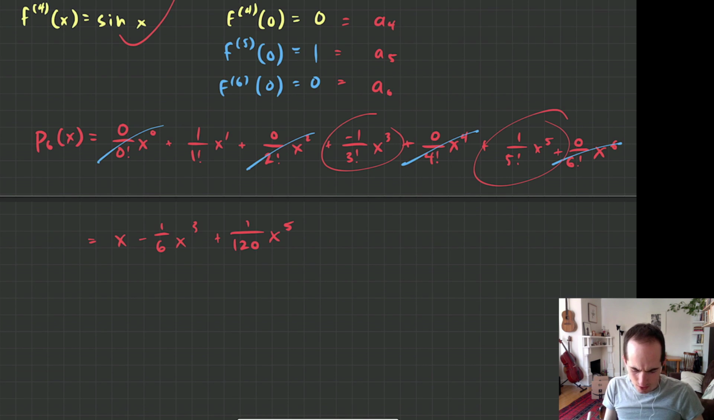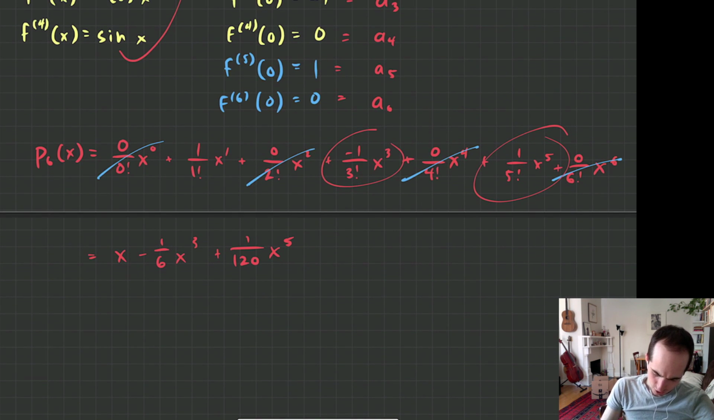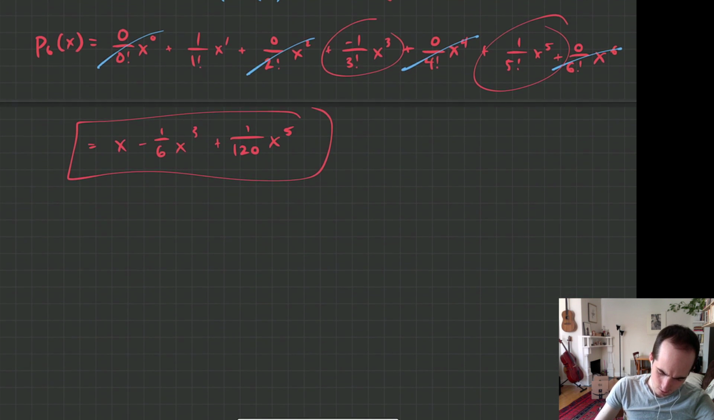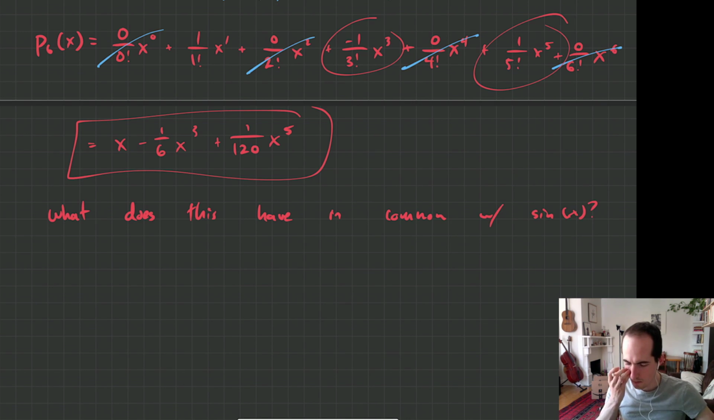Okay, so somehow we went from sine of x to this weird polynomial. So what does this have in common with sine of x?